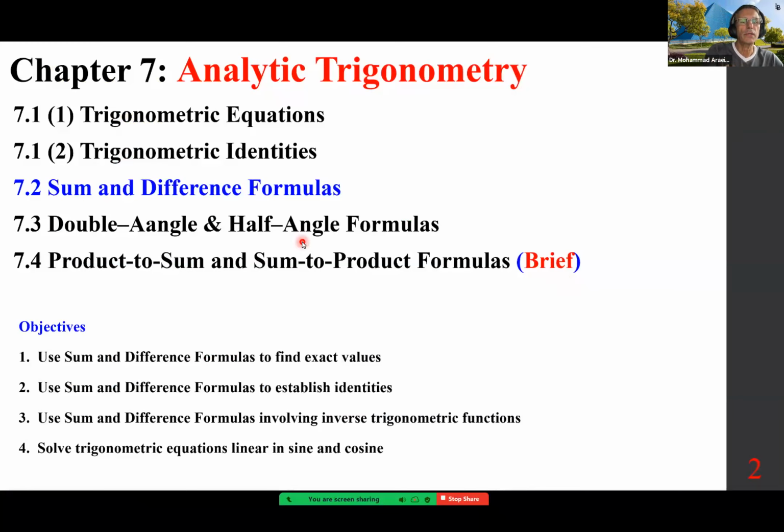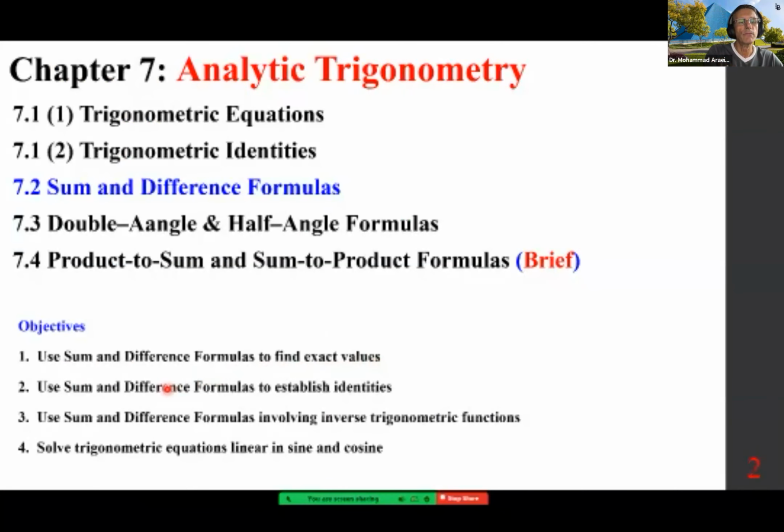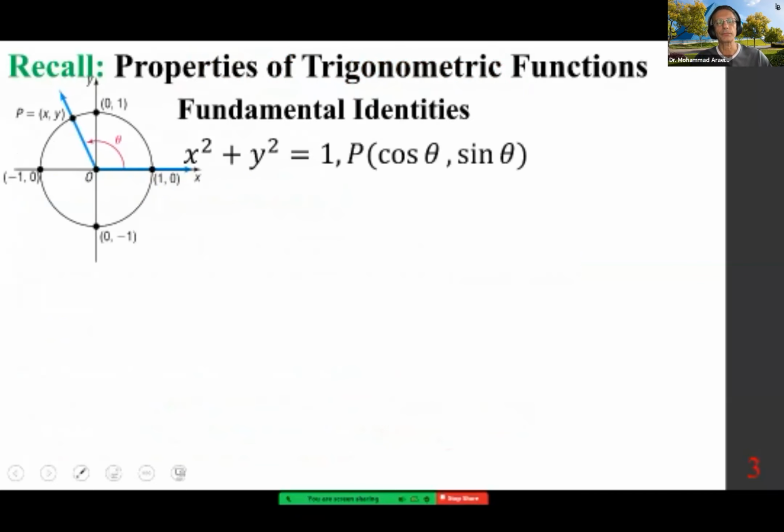We are going to use sum and difference formulas to find exact values, to establish identities, use sum and difference formulas involving inverse trigonometric functions, and solve trigonometric equations linear in sine and cosine.